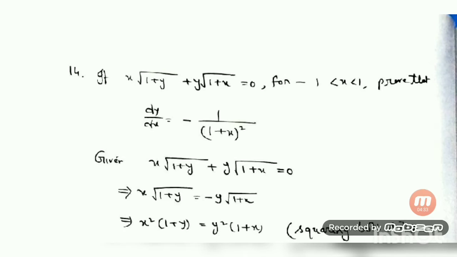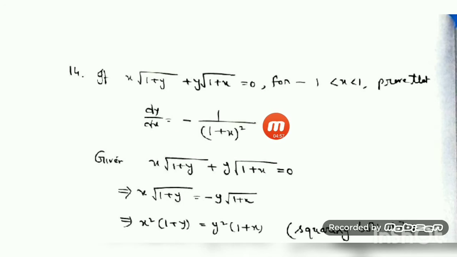So you see, your question number 14 is a proof question. If x into under root of 1 plus y, plus y into under root of 1 plus x, equal to 0, for minus 1 less than x less than 1, that is, it lies between minus 1 and 1, prove that dy/dx equal to minus 1 by (1 plus x) square. Okay, so here you see the answer, we don't require square root.